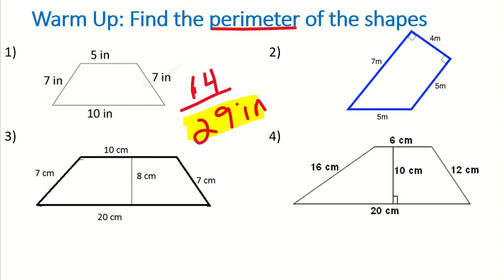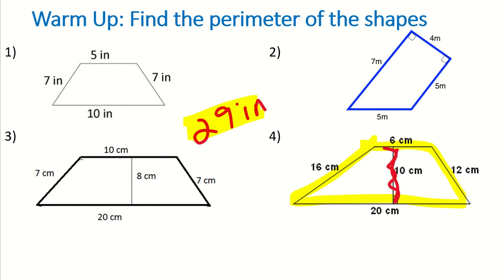Some of these trapezoids have some extra numbers that you don't need to pay attention to. For example, on trapezoid number 3, you just want the outside lengths, remember? So really this 8 is unnecessary. And same thing for number 4. There's an extra number. You only need the outside lengths. The 10 in the middle is unnecessary. It's unnecessary for perimeter, right? Perimeter, you just find the lengths of everything on the outside.